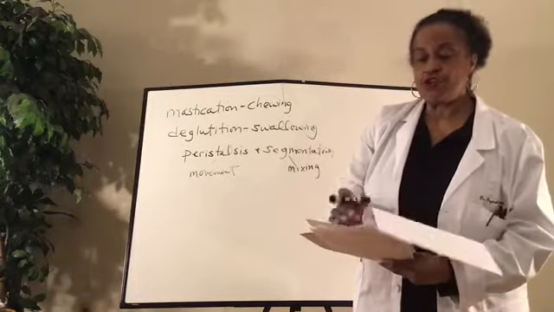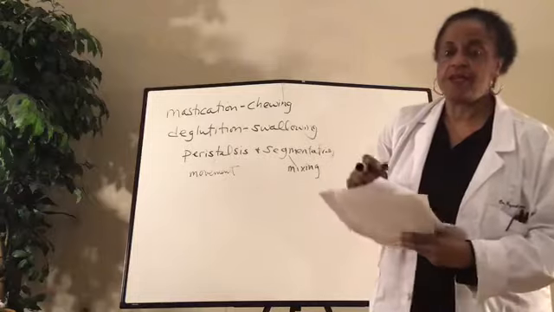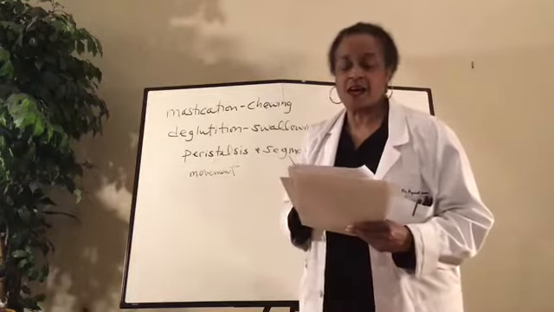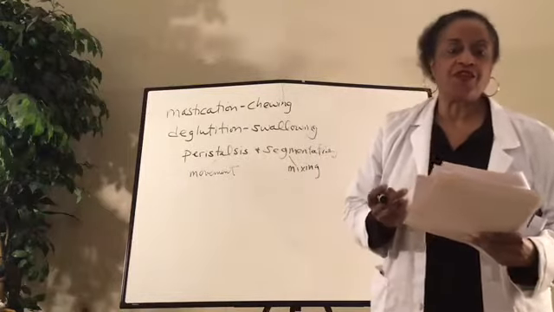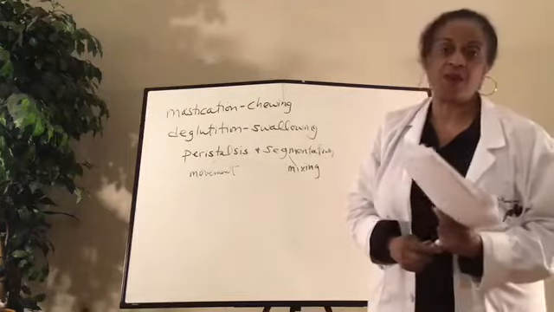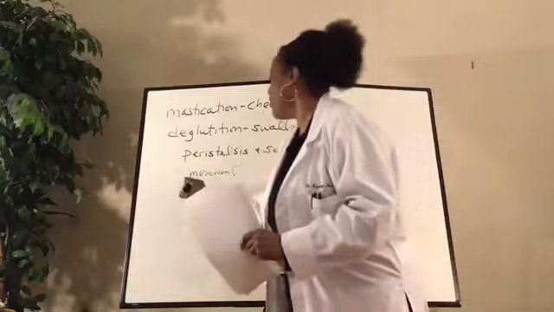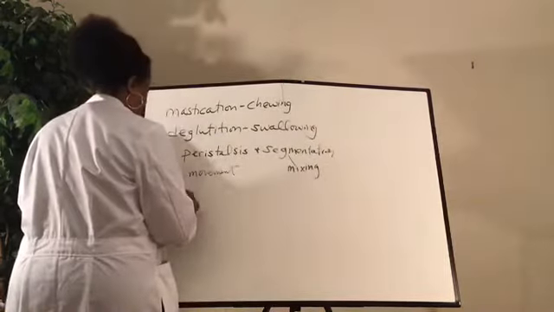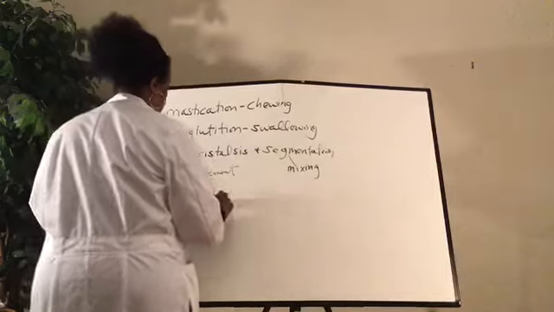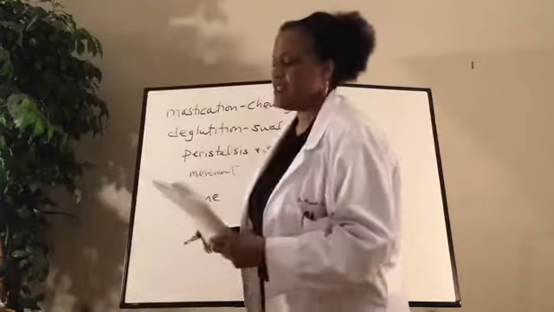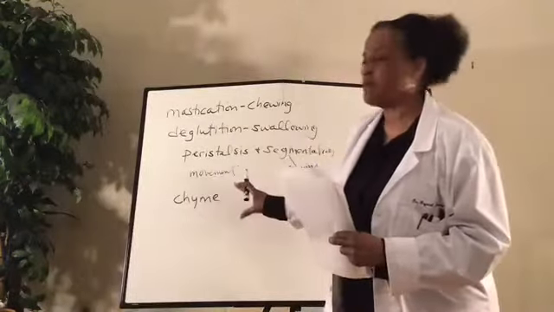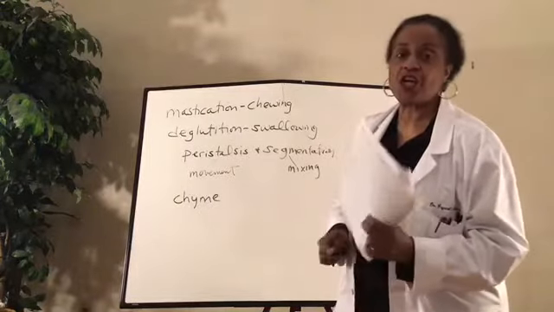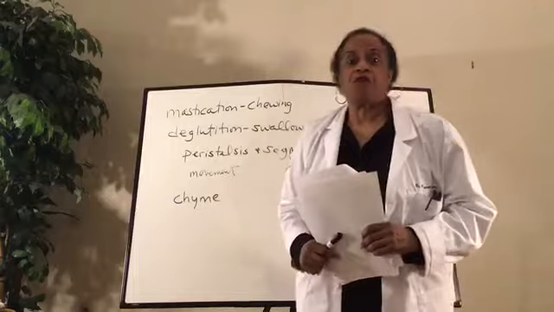Food is churned with gastric juices, and they form a thick, milky material known as chyme. I think we introduced chyme before. Chyme is really some mushed up food, kind of thick, and its color is going to depend on the foodstuffs you've eaten.